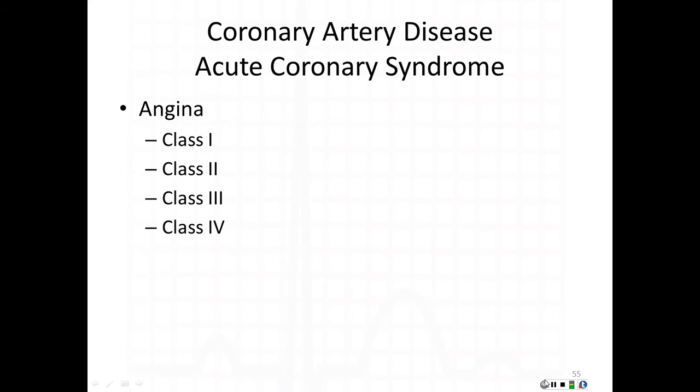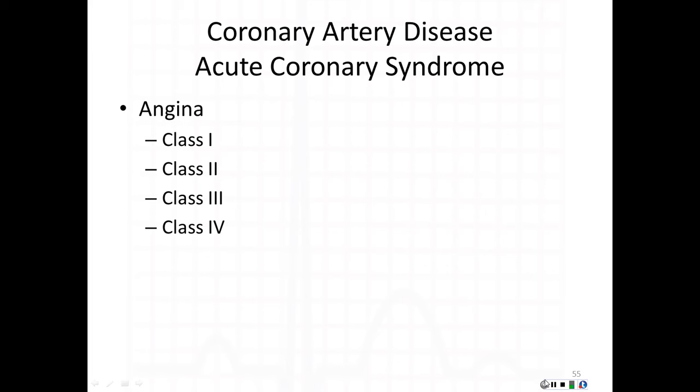Now, when we look at unstable angina, it's broken down into 4 classes. These classes come from the American Heart Association's. I got these from the ACLS workbook. Class 1, basically ordinary activity doesn't really cause them any pain. It requires strenuous or prolonged activity for these patients to have discomfort.